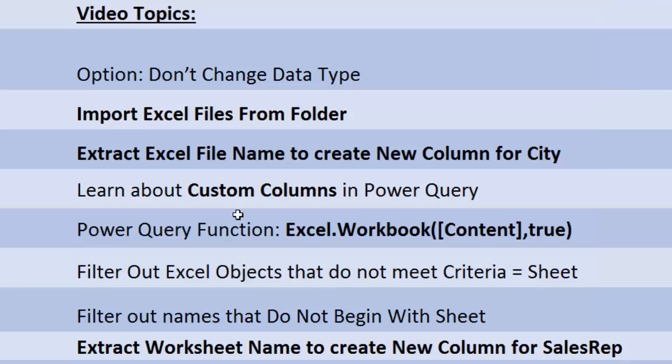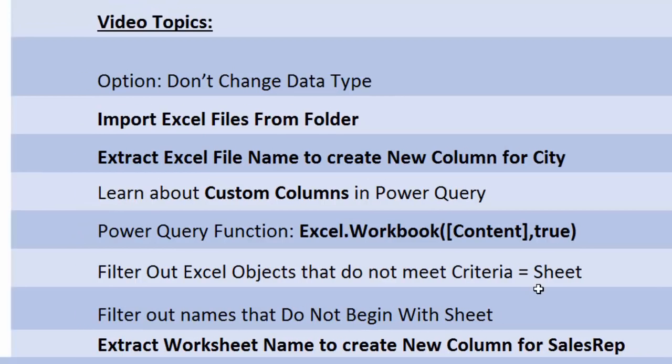And this will be the first time that we're going to see how to use custom columns. We'll get to see this cool Power Query function, Excel.Workbook. And finally, we'll actually have to extract the worksheet name because the SalesRep name is in the Sheet tab, not in the table. So we'll have to extract it and create a new column for SalesRep.